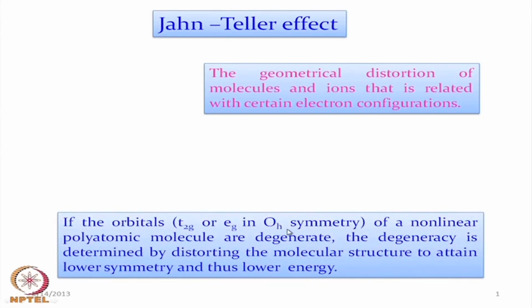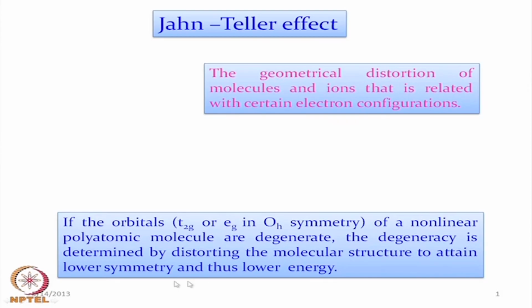In octahedral symmetry, we have seen that we can have the t2g and eg sets of orbitals. They are already split in a particular octahedral symmetry. If they are present in a nonlinear polyatomic molecule and are degenerate, within the t2g set we have the dxy, dxz and dyz orbitals, and in the eg set we have the dx square minus y square and dz square orbitals. That means one is the triplet state, another is the doublet one, and here 3 orbitals are degenerate, and in this case 2 orbitals are degenerate.